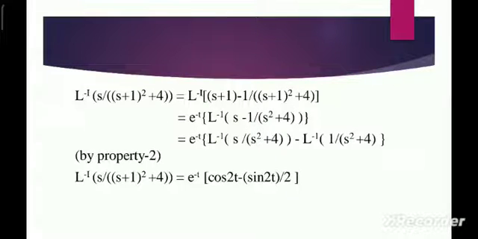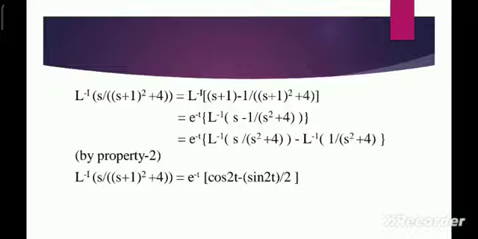By taking L inverse on both sides, we have L inverse of s by (s plus 1) the whole square plus 4 is equal to L inverse of (s plus 1 minus 1) divided by (s plus 1) the whole square plus 4. Then by using property number 2, s plus 1 is reduced to s by taking e power minus t common. So what we have is e power minus t, L inverse of s minus 1 by s square plus 4. Again by using linearity property, that can be written as e power minus t, L inverse of s by s square plus 4 minus L inverse of 1 by s square plus 4.